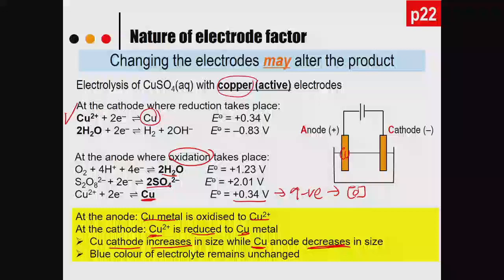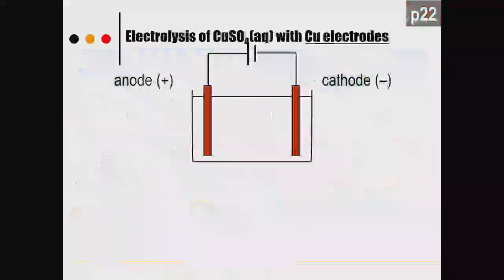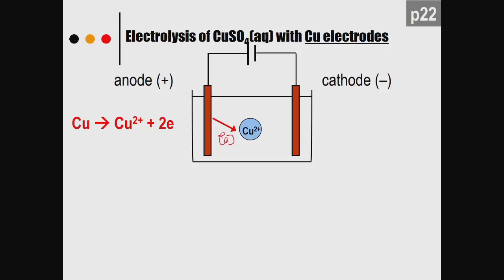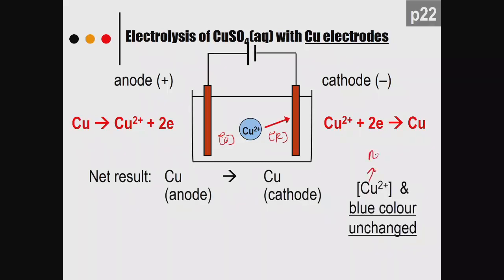Okay, but the color of the electrolyte will still remain the same. Why did it remain the same? Because at your anode, copper is oxidized to copper 2 plus, but when this copper 2 plus is formed, it is also reduced to copper at the cathode. So overall, there is no change to the concentration of copper 2 plus. Because there's no net change in the concentration of copper 2 plus, the color of the solution will remain unchanged. Okay, so it's formed and used up, formed and used up. Therefore, there's no net change in the concentration of copper 2 plus.